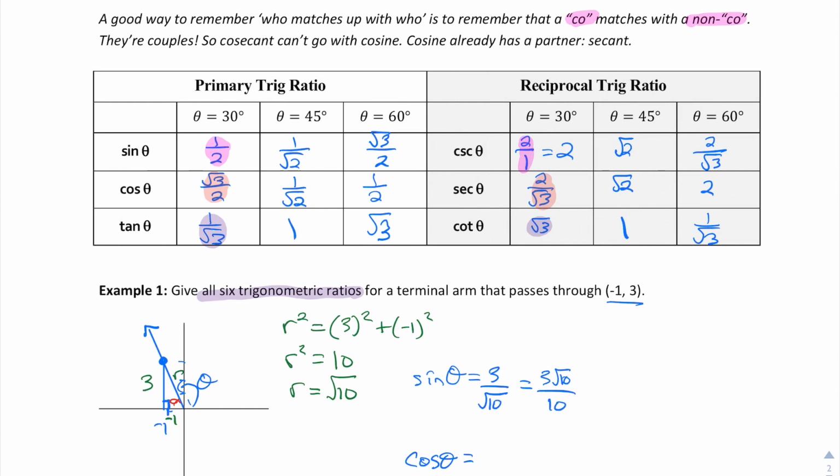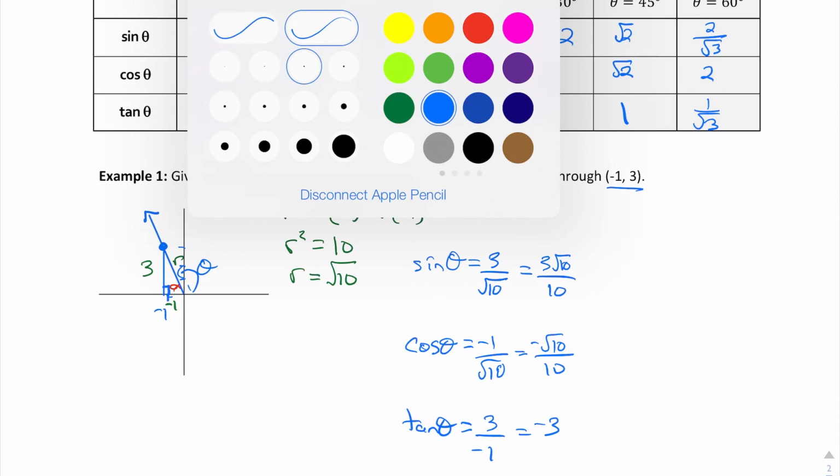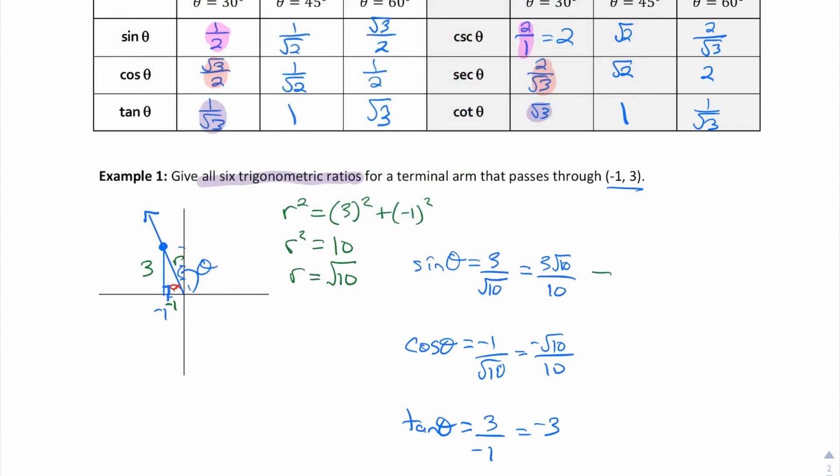So the next one, cosine, I've got adjacent over hypotenuse. In this case, adjacent is -1. Hypotenuse root 10. I rationalize the denominator, so I end up with negative root 10 over 10. And then tan, opposite over adjacent, so I end up with 3 over -1, which is the same as just -3. Great, so there's my 3 primary trig ratios. What I want to do now is get my reciprocals.